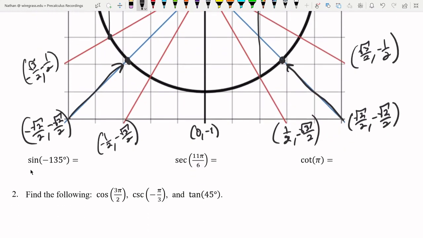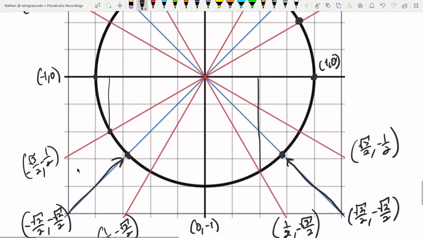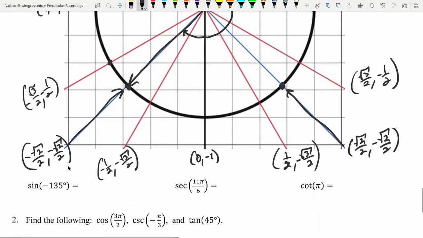Right? So if I looked at it down here, sine of negative 135, let's see, negative is going to be clockwise direction. This is 90 degrees, and 135 is going to be right here. So the sine of this angle, right? This point goes to this here, to that quadrant. Sine is the y coordinate, which means it has to be negative root 2 over 2.